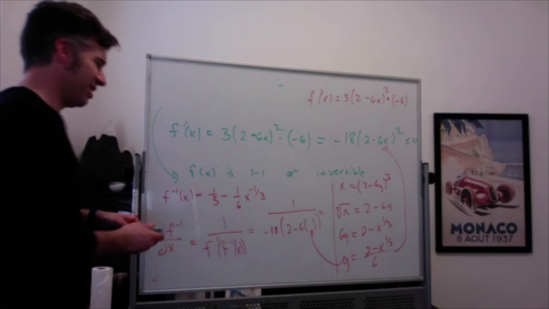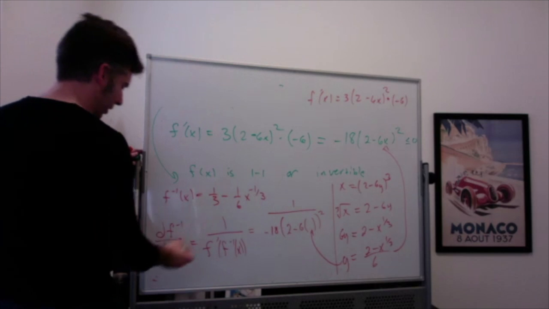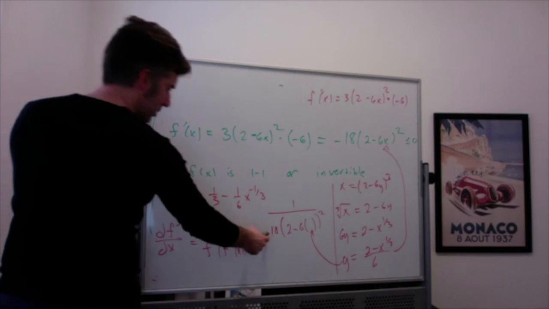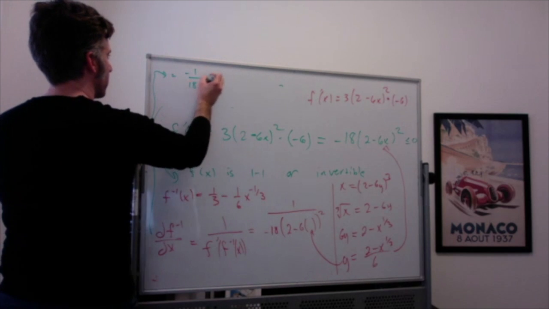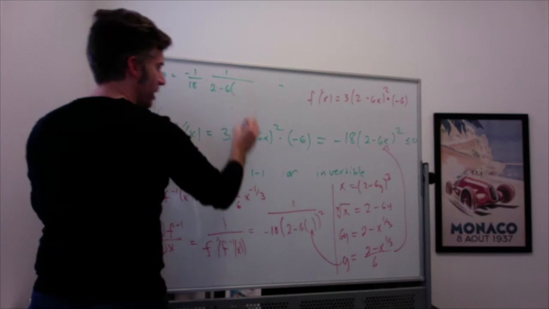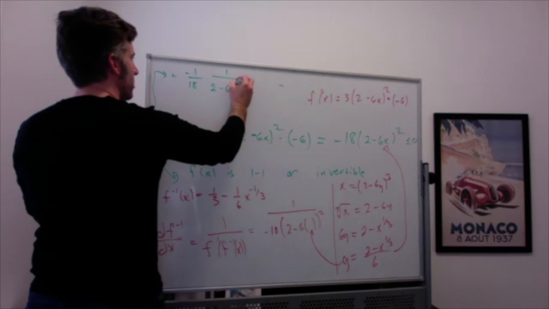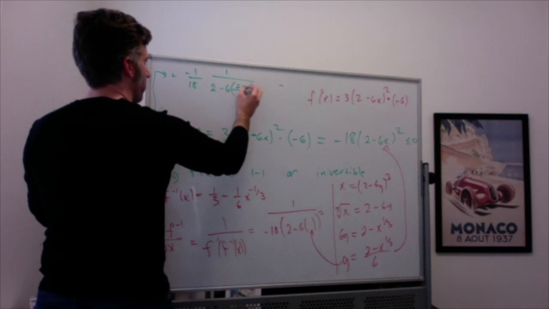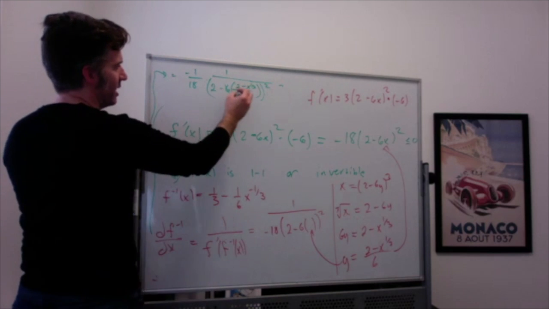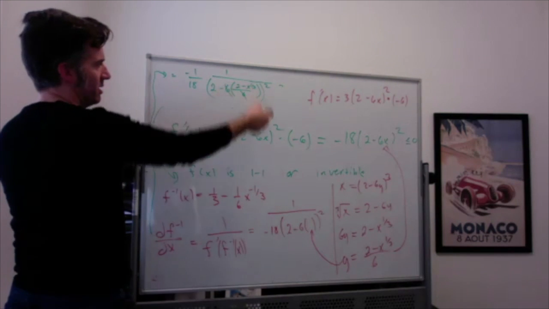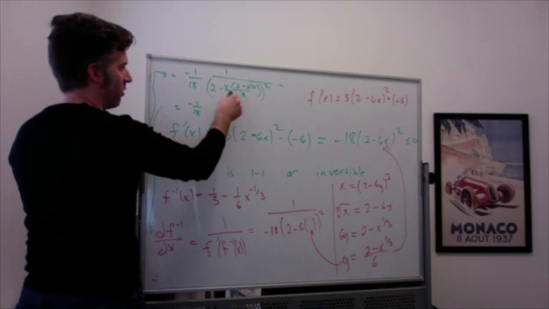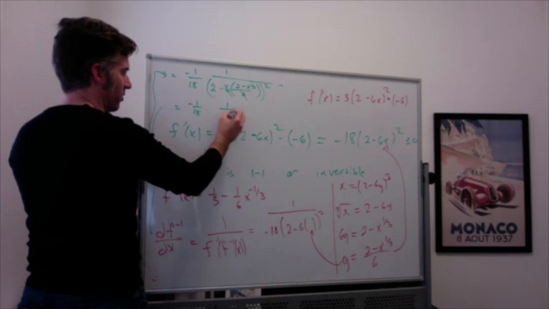I still think it's easier to do this, but here's how I get 1. Sorry, and I know I'm all over the place here because limited board space. I get this equal to -1 over 18, and then I've got 1 over 2 minus 6 times that 2 minus x to the 1/3 over 6, and that quantity is getting squared. So look what happens. The 6's cancel, the 2's cancel, and you just get -1/18 times 1 over positive x to the 1/3 squared.